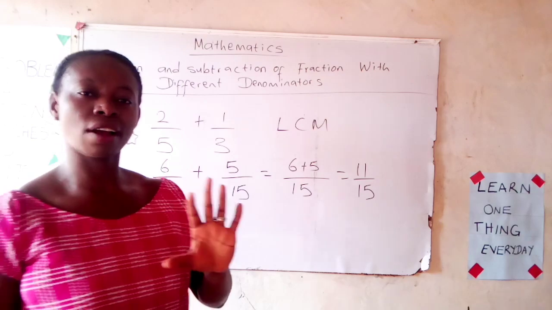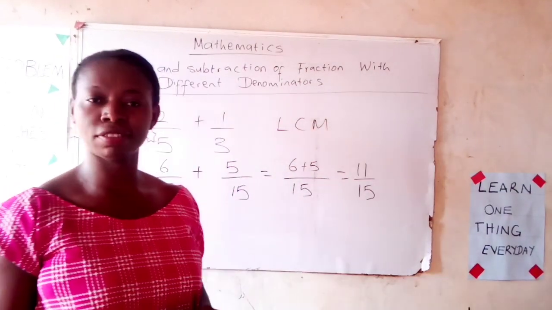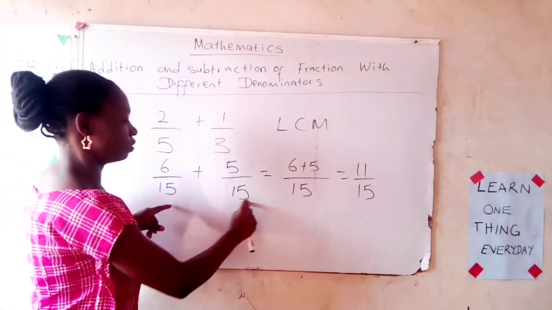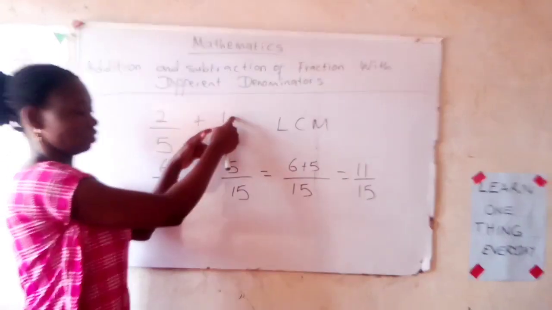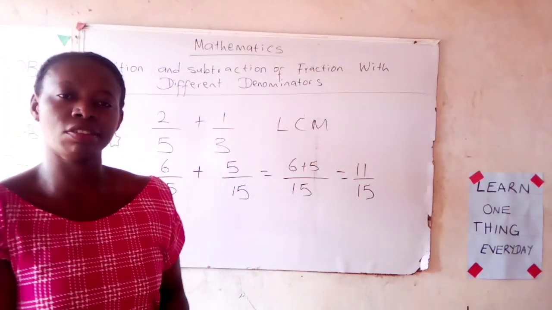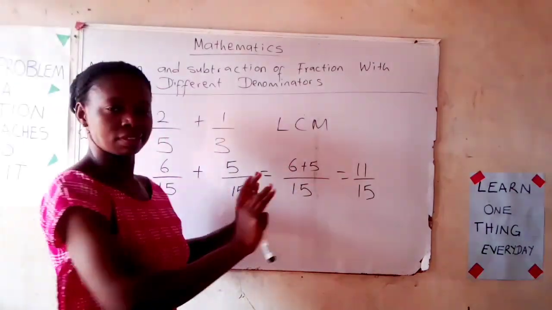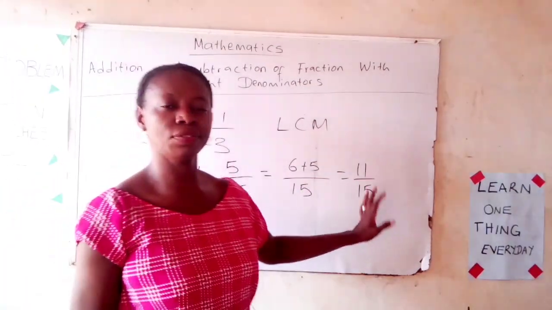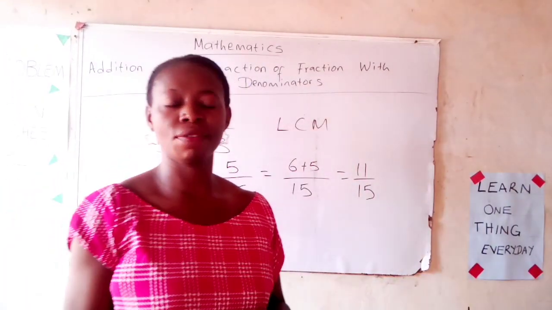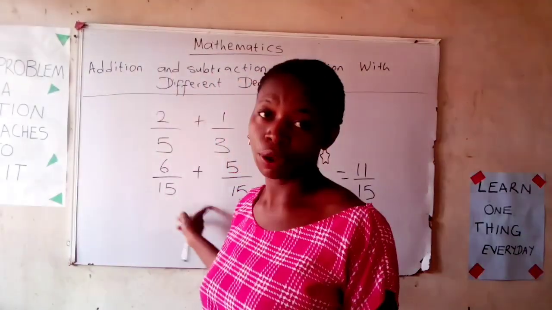Whenever you want to add fractions with different denominators, the first step is to find a common denominator. Convert the fractions to have that common denominator. Once they have a common denominator, add the numerators and leave the denominator the same. That is very, very simple. Okay, this is the first method we're going to use to do this.